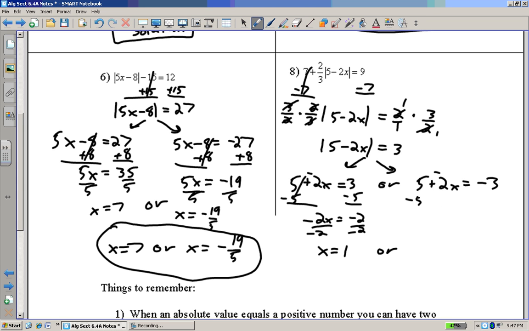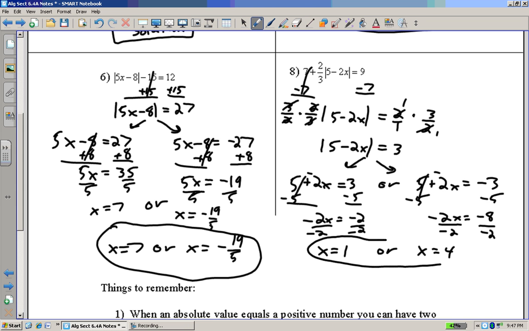Or subtract 5. Negative 2x equals negative 8. Divide by negative 2. And x equals positive 4. So x equals 1 or x equals 4.